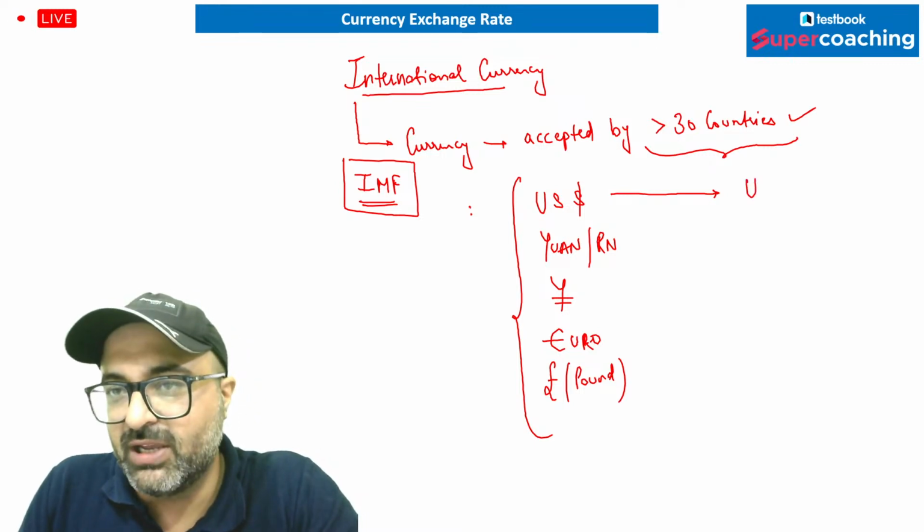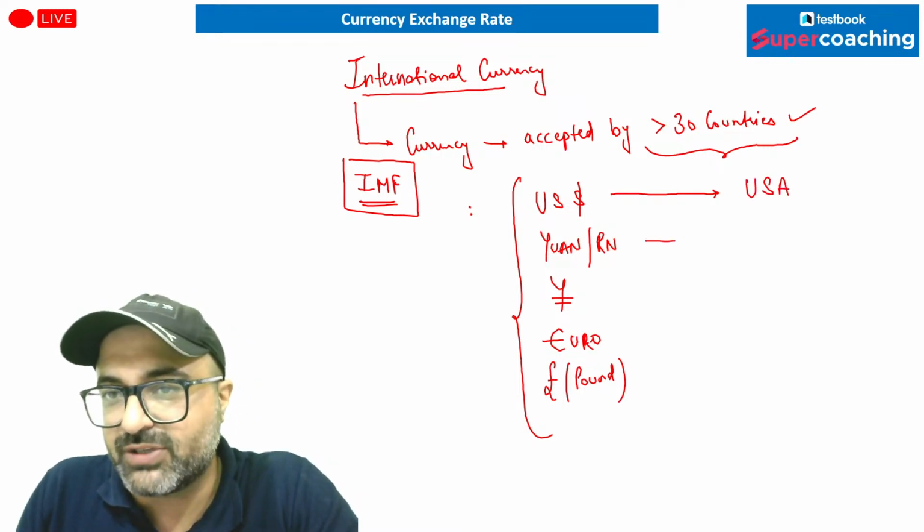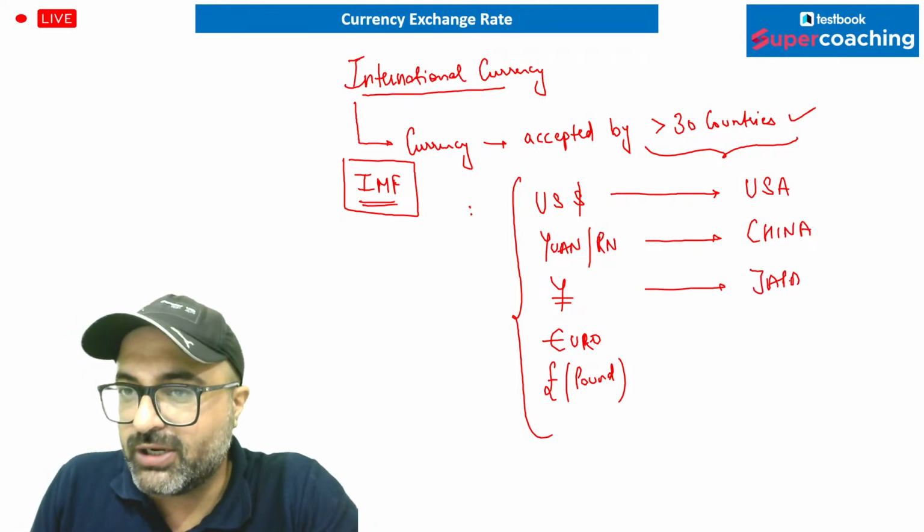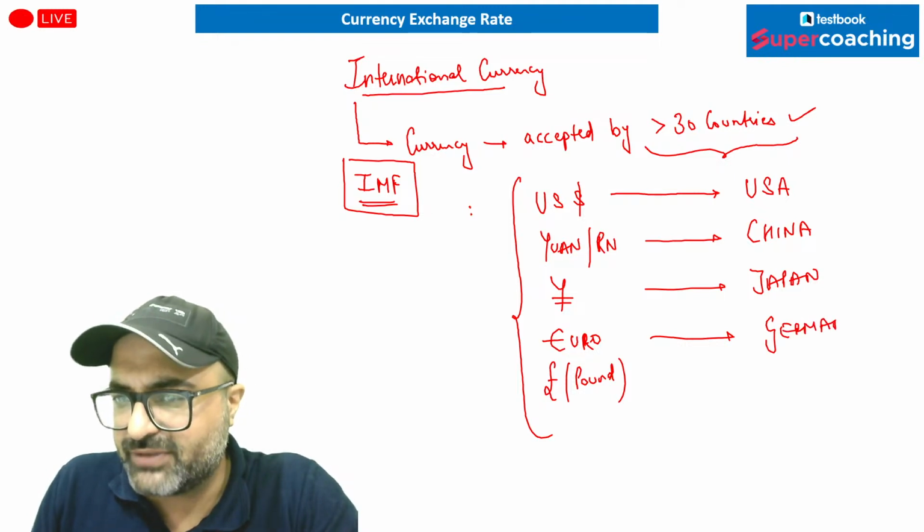Because of their GDP. Country on the first rank in terms of GDP is US. On second rank we have China. On third rank we have Japan. On fourth rank we have Germany. And on sixth rank, fifth is India, but on sixth rank we have UK.